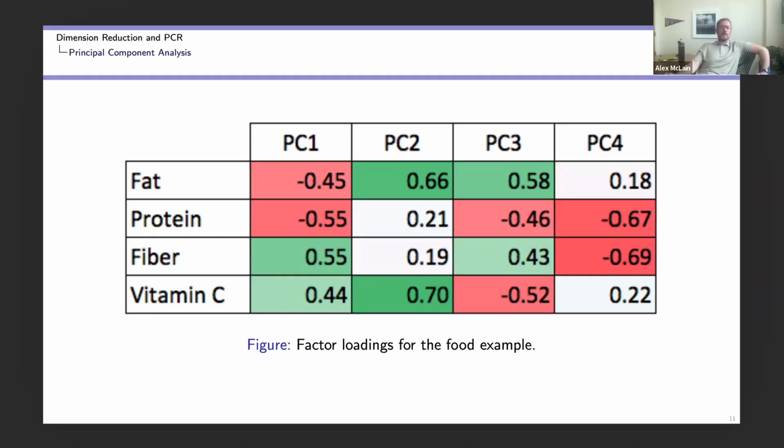Does anybody dare a guess at what a food, for example, name a food that would have a low principal component 1 score, or a type of food that's going to have a low principal component 1 score?